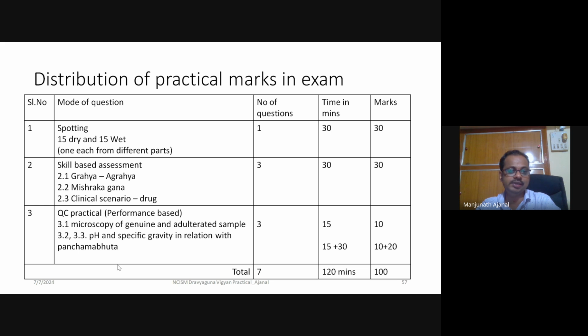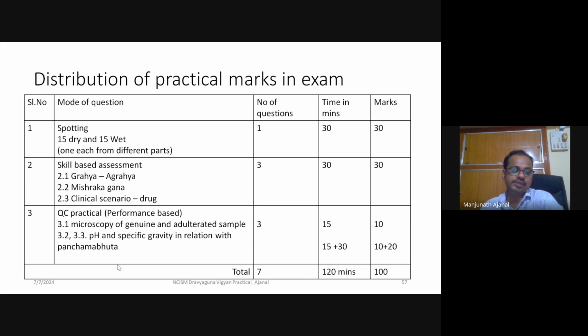The first is spottings, skill based assessment and quality control practicals. Under the spottings, 15 dry drugs and 15 wet drugs, one each from the different parts, need to be given in the examination. The number of questions is 1 and time taken is 30 minutes. Here they can be asked to identify the specimen and its botanical name and family. And in skill based assessment, the student is given a few drugs and needs to assess the grahya and agrahya lakshanas, whether the given drug is genuine or adulterant, and identify which is the best one.